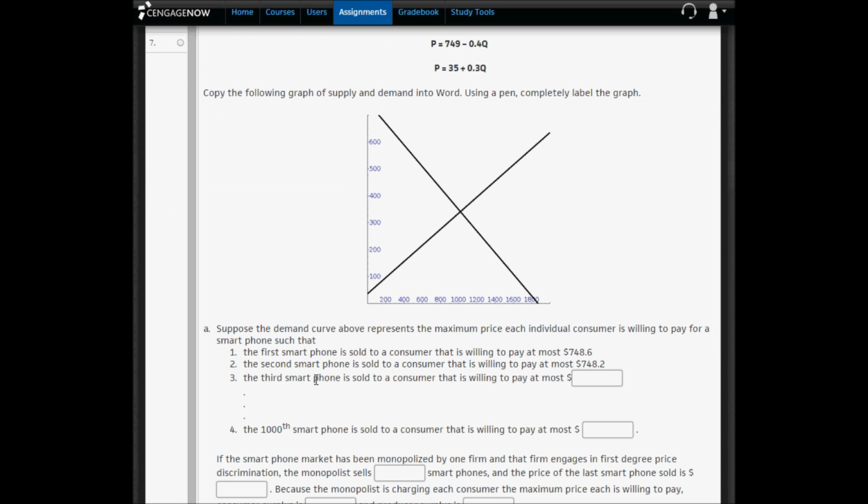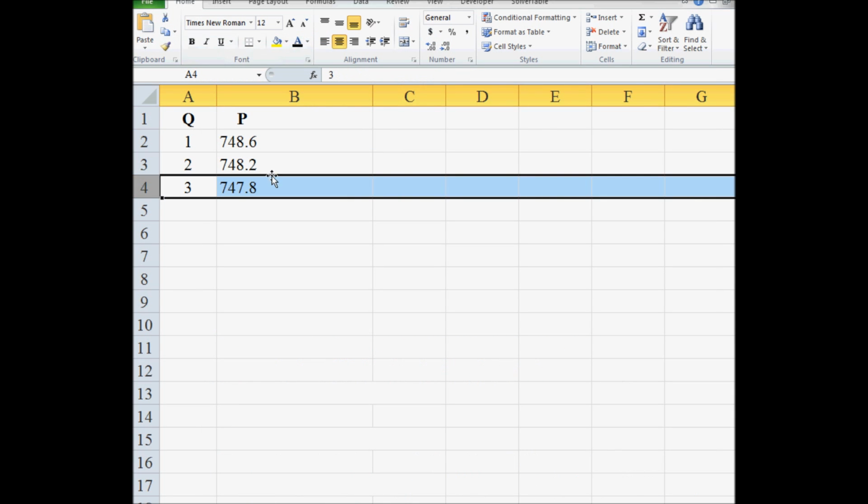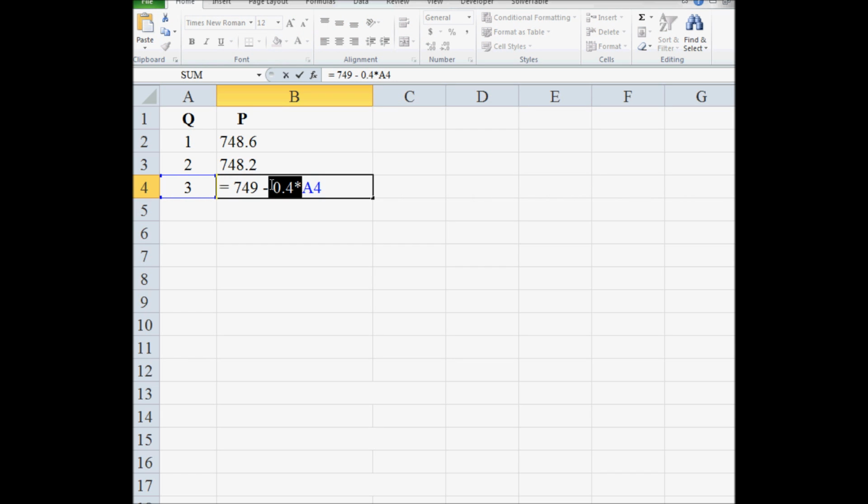$748.20. Now I need to calculate the maximum the third consumer is willing to pay for the third smartphone sold. So I'm just going to replace Q up here with 3 in Excel. So here's the demand curve, and I'm replacing Q with whatever's in cell A4, which happens to be 3. So the third consumer is willing to spend up to $747.80.